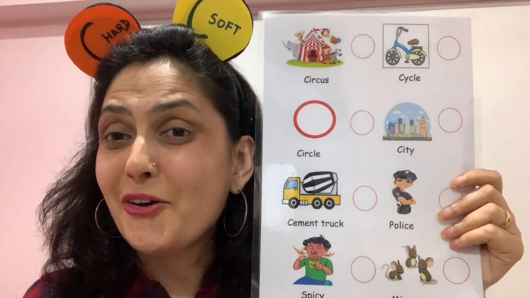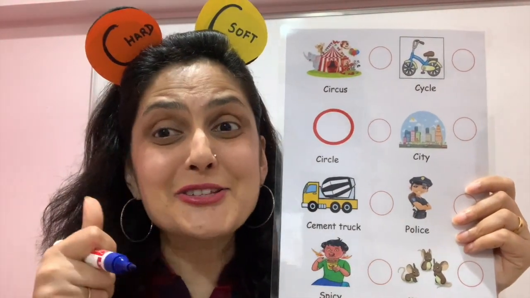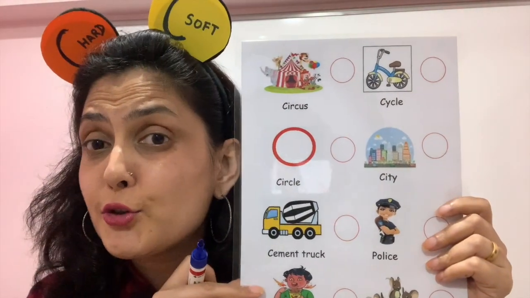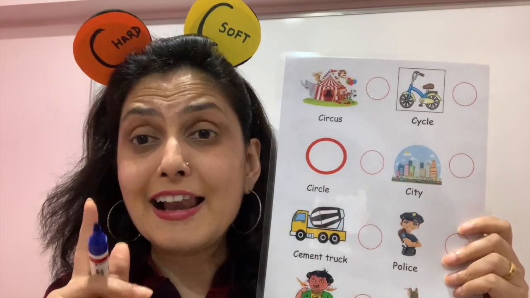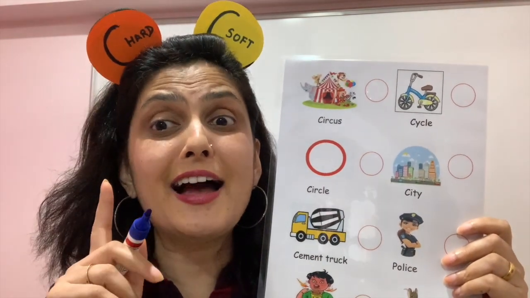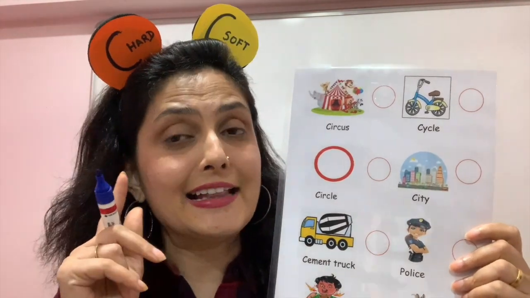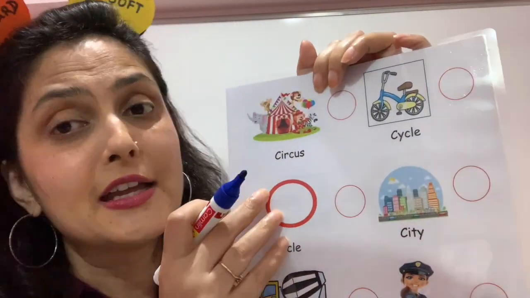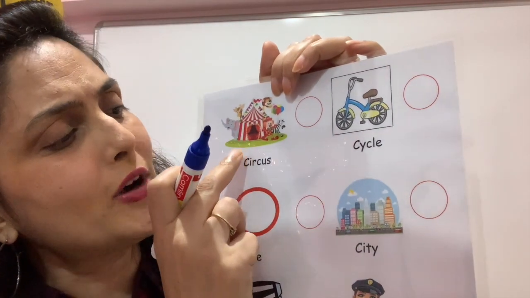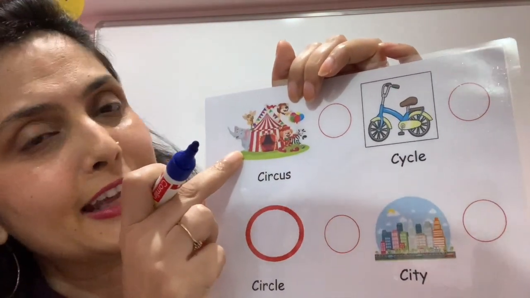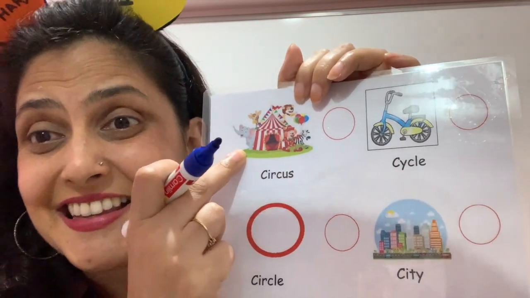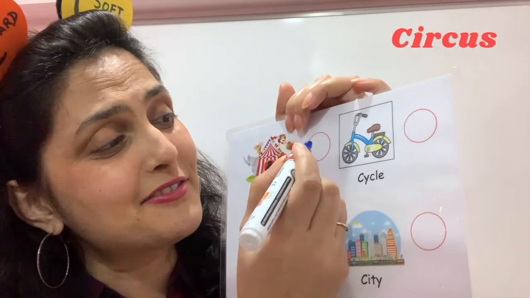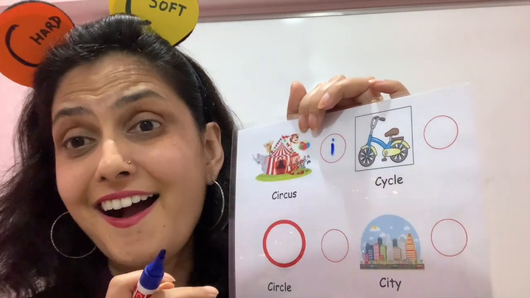We are going to solve a worksheet together. Ready to solve a worksheet with me? Yes, it's a very simple one. Now all you have to do is tell me the alphabet that comes after the alphabet C. And that alphabet we are going to write in this circle. Okay. Now let's look at the first word. What is this? Circus. Can you see the picture of a circus? So what comes after C? An I. Very good. I.